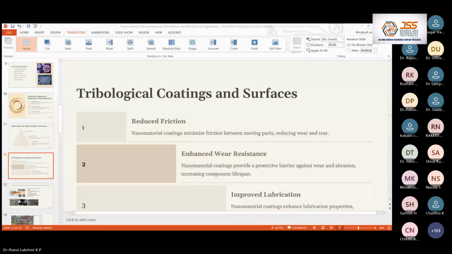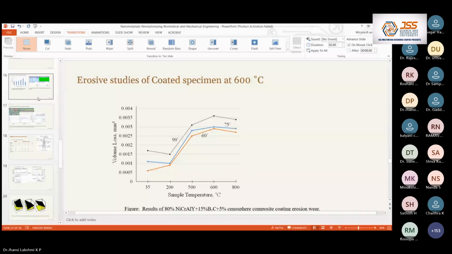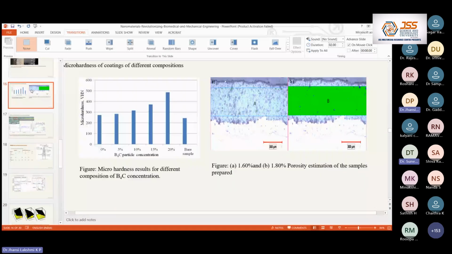Hello. In which slide you are there, madam? I think your explanation with the erosive studies of coated specimen at 600 degrees Celsius. What I am seeing is tribological coatings and surfaces. Select the slide, ma'am. Madam, I have crossed nearly 8 to 10 slides. We are following. Are you following me, madam? Is it visible? Yes, ma'am.